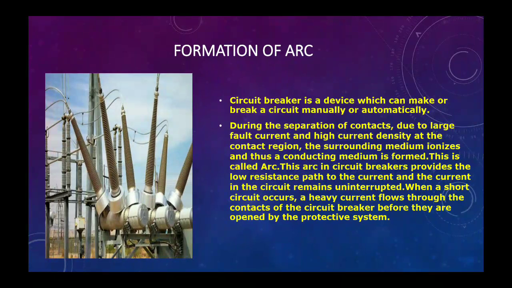Then through this arc path, which is a low resistance path, the current is flowing from the fixed contact to the moving contact without any interruption. And when a short circuit occurs, a heavy current flows through the contacts of the circuit breaker before they are opened by the protective system or protective relay.